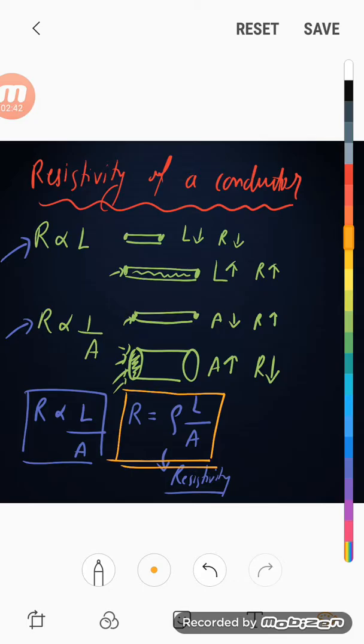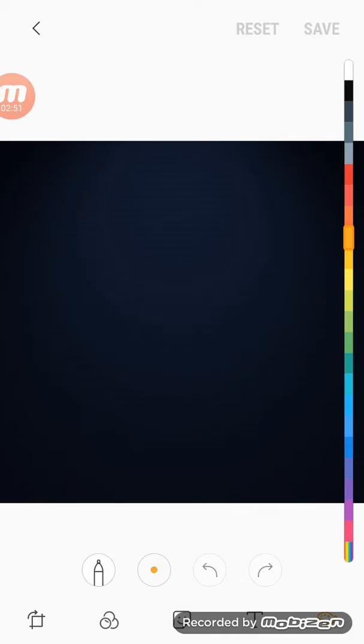Remember that resistivity is material specific, but resistance is not material specific. Resistance depends upon the physical state of the conductor: length, area of cross section, temperature, right? But resistivity is material specific. It only depends upon the material.